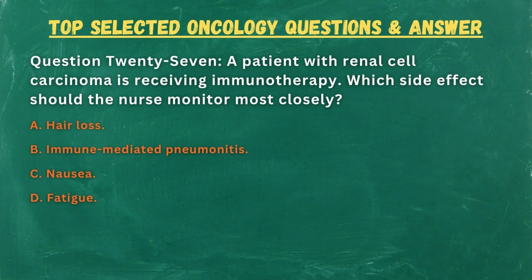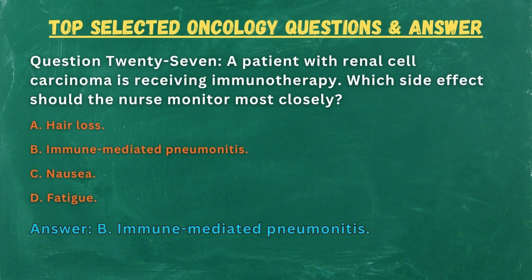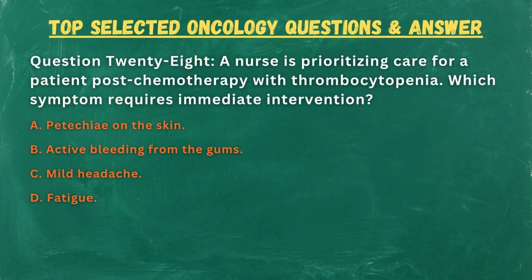Question 27. A patient with renal cell carcinoma is receiving immunotherapy. Which side effect should the nurse monitor most closely? A. Hair loss. B. Immune-mediated pneumonitis. C. Nausea. D. Fatigue. Answer. B. Immune-mediated pneumonitis. Question 28.